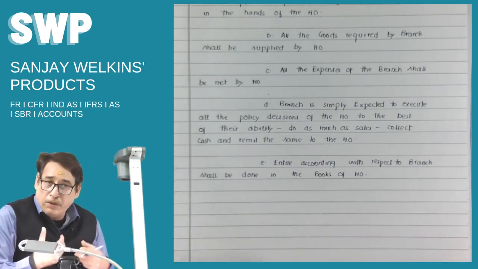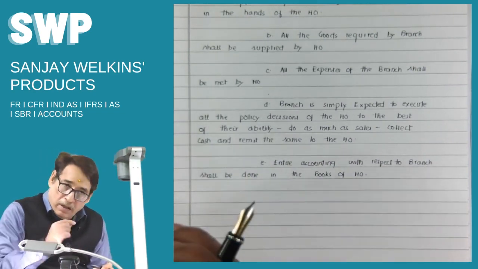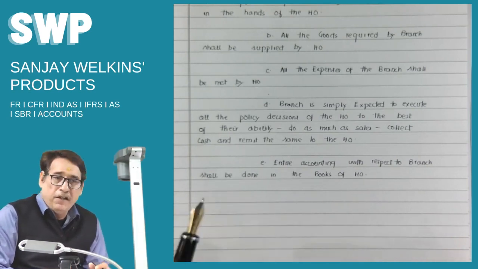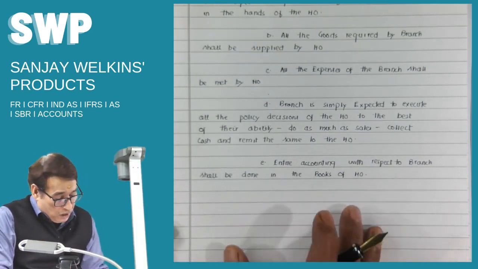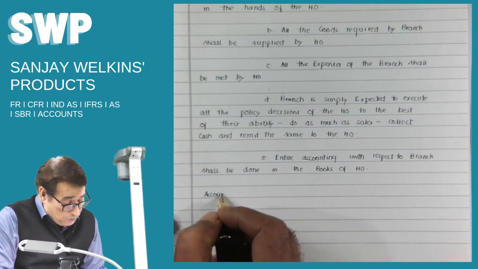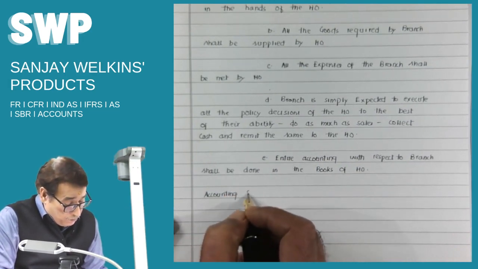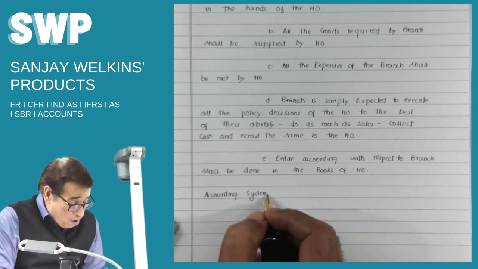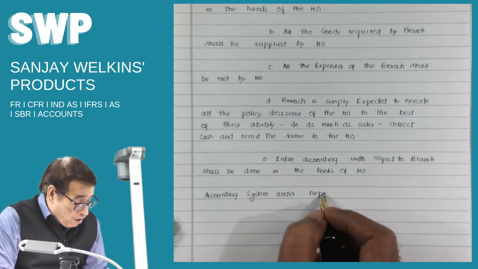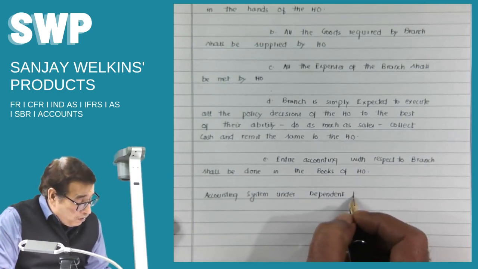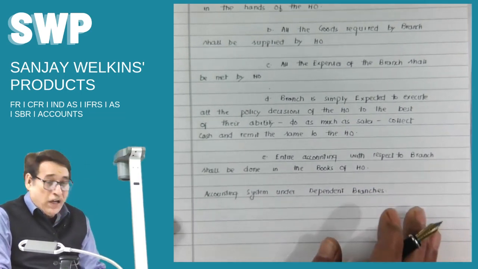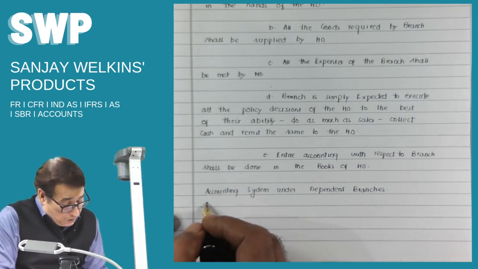After having gone through dependent branches, remember one thing. Now dependent branches will continue. We will see later on that under dependent branches, we will find different types of accounting systems, correct? So accounting systems under dependent branches. Now you know the meaning of dependent branches. We will find that there are different accounting systems, correct?